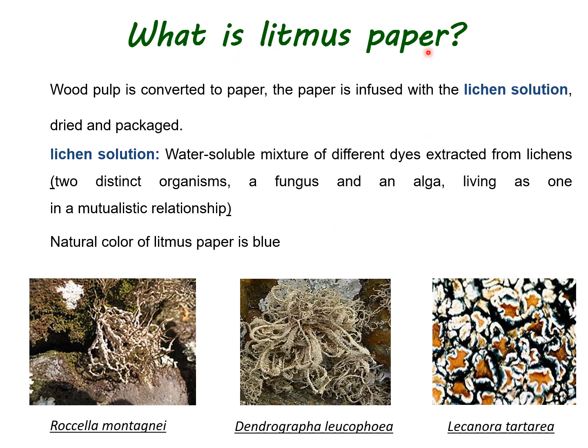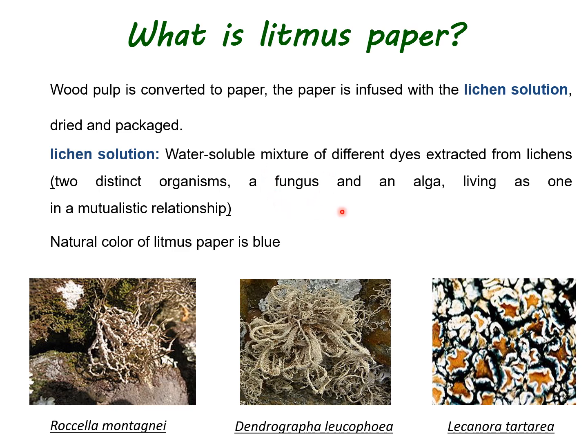Just to feed your curiosity, the litmus paper test is one of the oldest fundamental tests to know about the acidity or basicity of a substance. Here, ordinary paper is infused with a solution of lichen. Now, what are lichens? Lichens are nothing but two organisms living together, fungus and algae. They are in a mutual relation wherein they grow as a single organism.